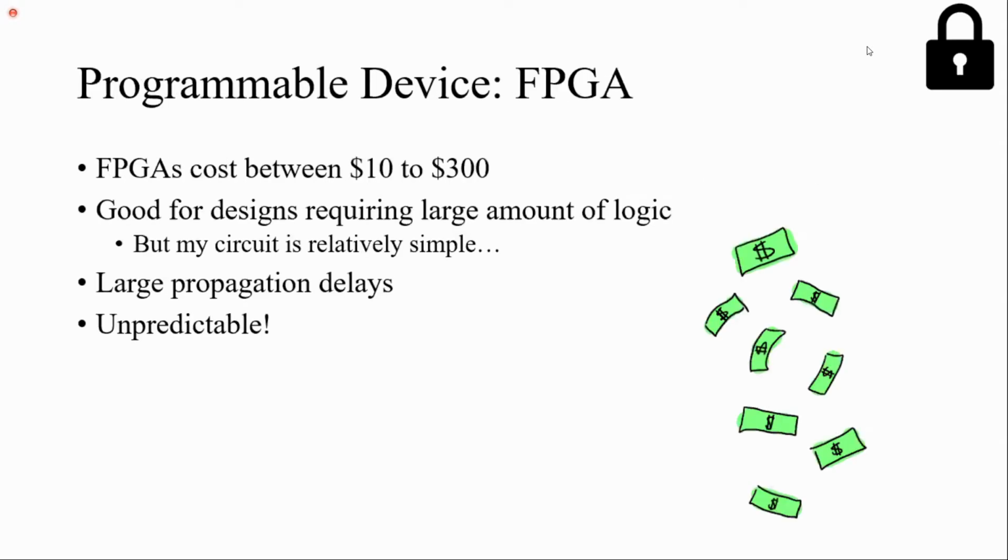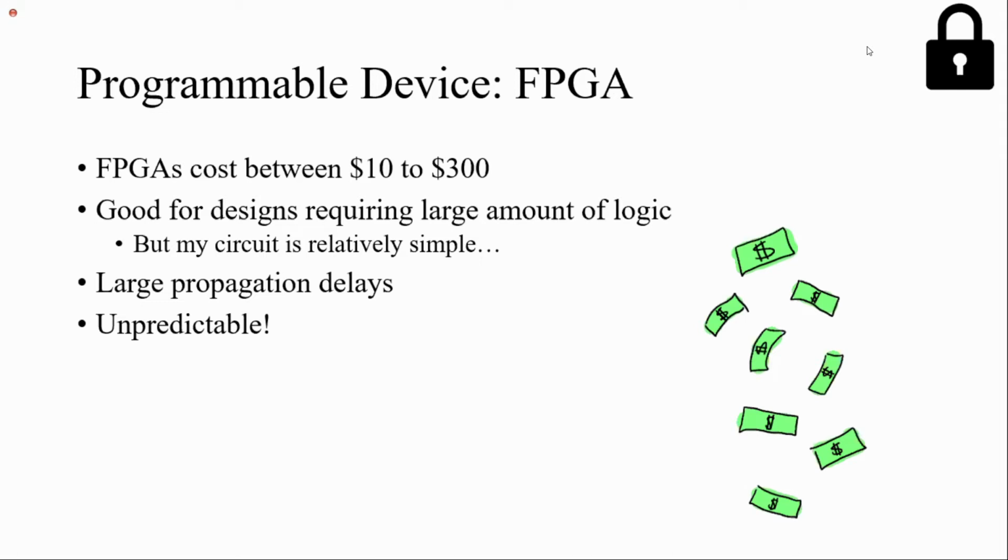So the first programmable device I looked at was an FPGA. Researching online, FPGAs cost between $10 to $300. The one we use, the Nexys 3, is $70 or so. So they're good for designs requiring large amounts of logic. But because my circuit is relatively simple and doesn't use a lot of logic, I decided to steer away from this, but I still wanted to show how it would be used for my particular design.